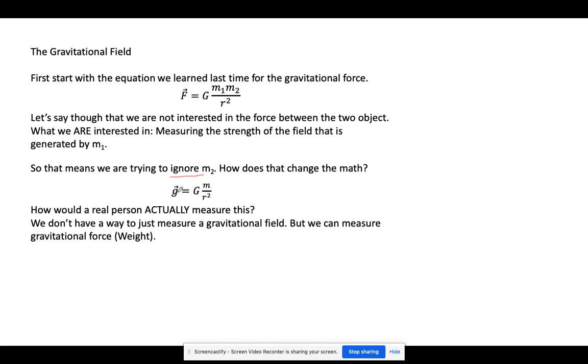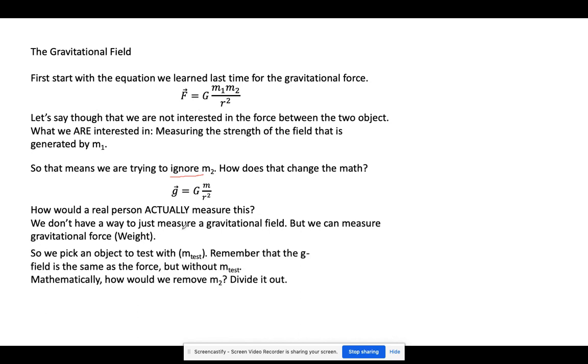We do not have something that we can just go grab to measure a gravitational field. So how do we measure it? What we can measure is gravitational force. We know how to measure weight, right? We all have a scale, stuff that we can use to measure the weight of something. And remember, that weight, that's a force.